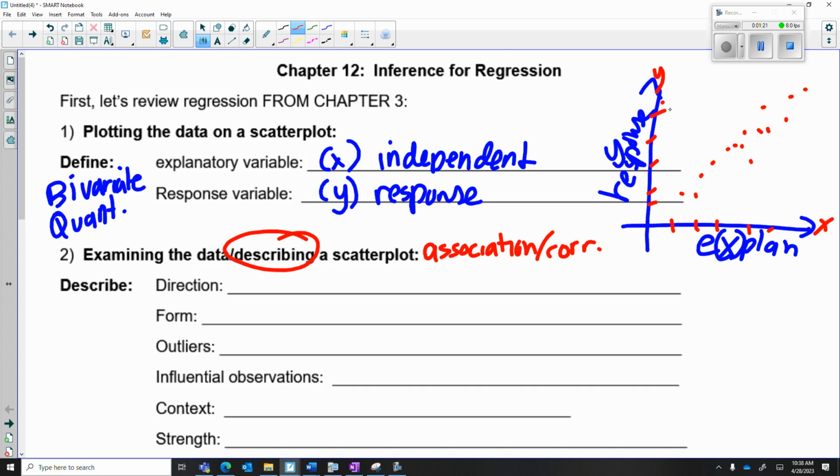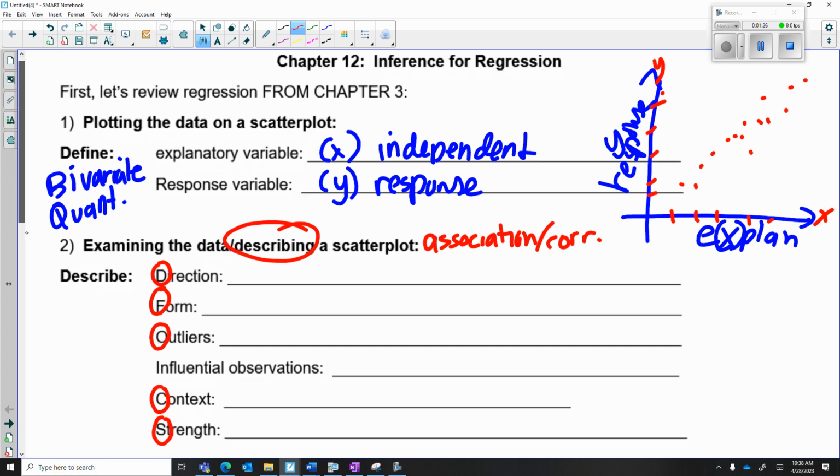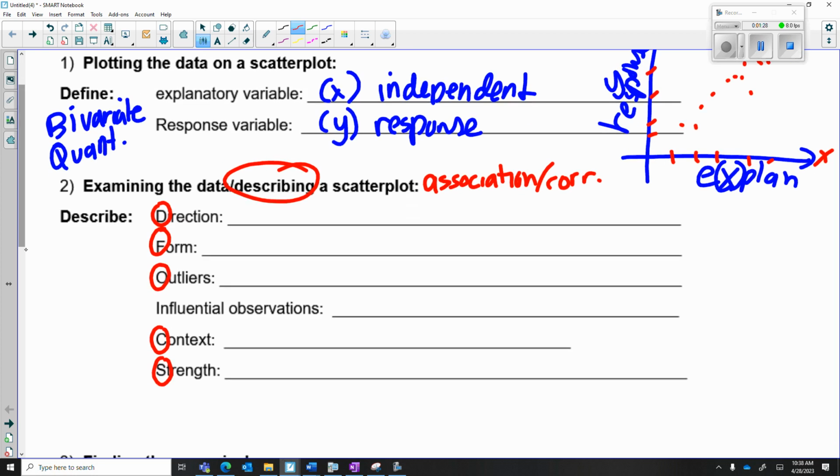So we have to remember the word D-F-O-C-S. DFOCS is a way for us to remember how to describe the scatter plot. Direction stands for positive or negative, so the one that I just drew was positive. F stands for form. That basically means, is it linear or non-linear? Is it looking like a line to you or like a curve? If it doesn't look like a line, say it's non-linear. If it's curved, don't speculate on whether it's quadratic, logarithmic, or exponential, just say non-linear.